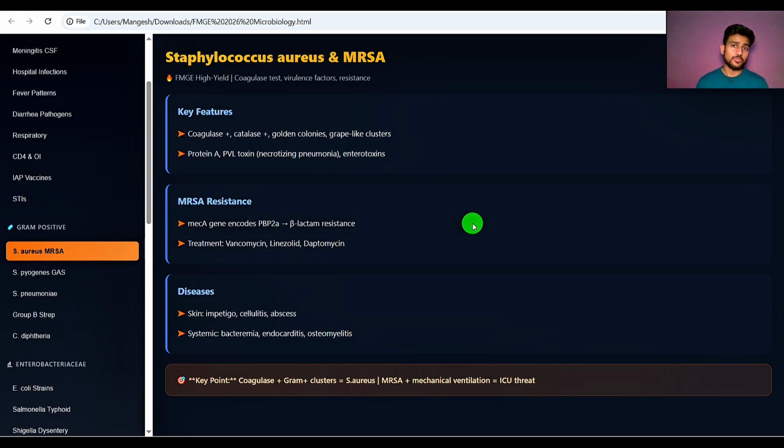But there is also one more organism from this same family, Staphylococcus epidermidis, and that causes early valve endocarditis. Early valve means less than 1 year after valve replacement. Like if the endocarditis occurs within 1 year, then the causative organism is Staphylococcus epidermidis. But if it is a native valve endocarditis, then the causative organism is Staph aureus. So this is what you have to remember.